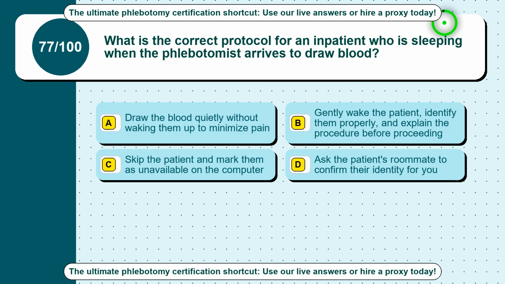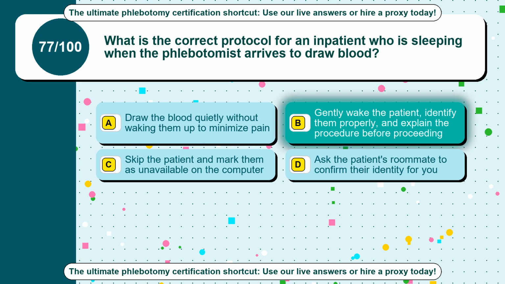Question 77. What is the correct protocol for an inpatient who is sleeping when the phlebotomist arrives to draw blood? Option A. Draw the blood quietly without waking them up to minimize pain. Option B. Gently wake the patient, identify them properly, and explain the procedure before proceeding. Option C. Skip the patient and mark them as unavailable on the computer. Option D. Ask the patient's roommate to confirm their identity for you. The correct answer is option B. Gently wake the patient, identify them properly, and explain the procedure before proceeding.